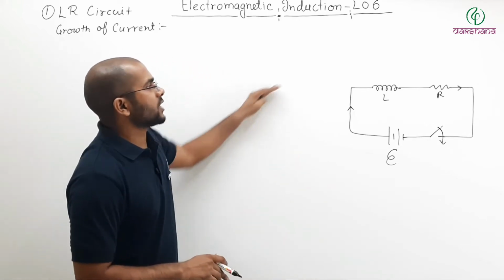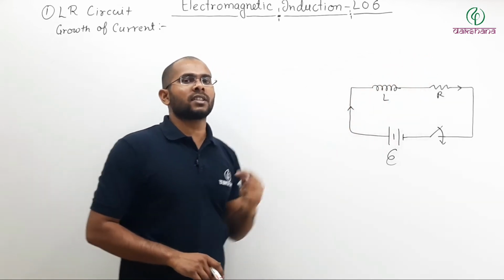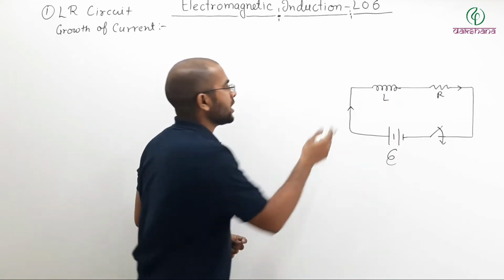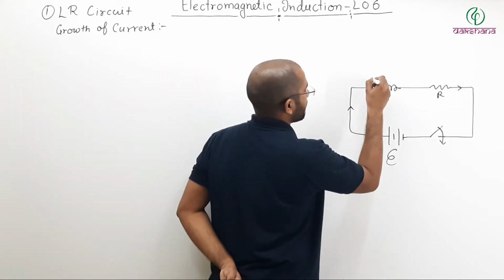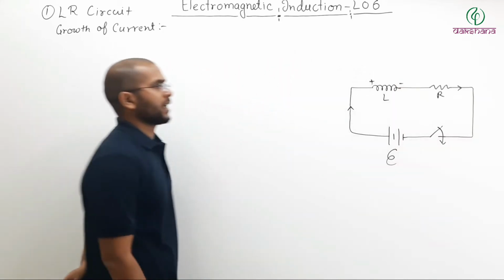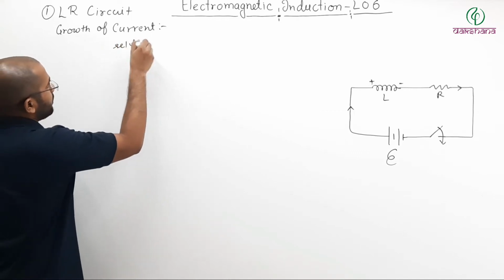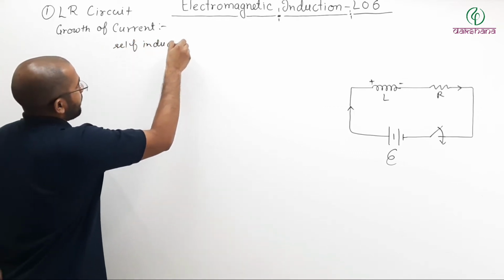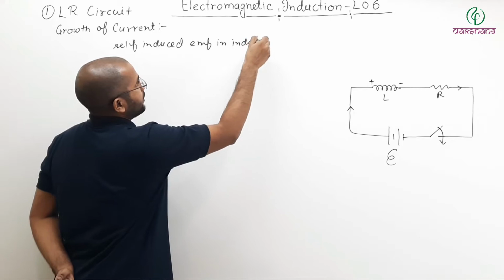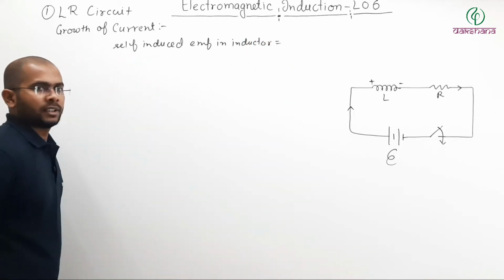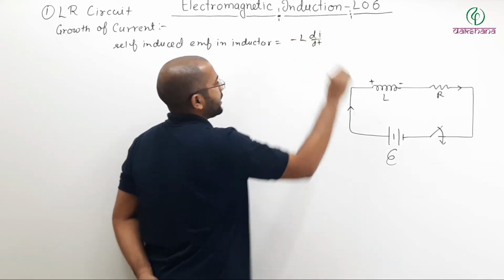Meaning, if the current tries to increase in this direction, then EMF will be induced in the inductor in such a way that it tries to flow the current in the opposite direction. So this terminal would be positive, this terminal would be negative. The self-induced EMF in the inductor will be equal to minus L di by dt.